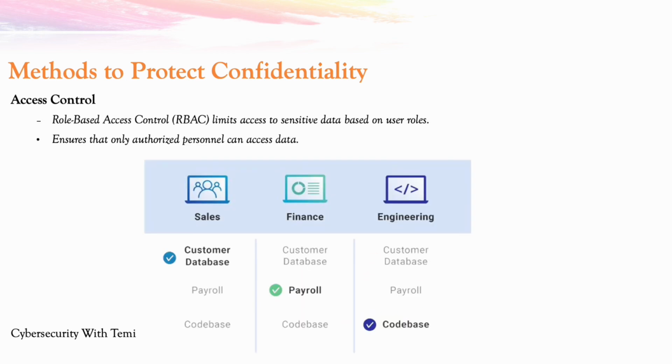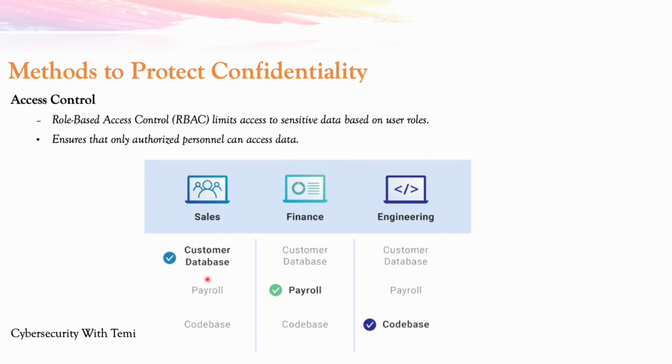The next method of protecting confidentiality we'll be looking at is access control. The specific method here is role-based access control. We'll be talking about more types of access control in future videos. But what this does is that it limits access to data based on the role someone plays within an organization. In a company, the sales team does not need access to the software developer's code base. Similarly, engineers don't need access to payroll data in finance. With role-based access control, everyone gets access only to the information that is relevant to their role. And this ensures that sensitive information is kept secure and only the right people have access to it.